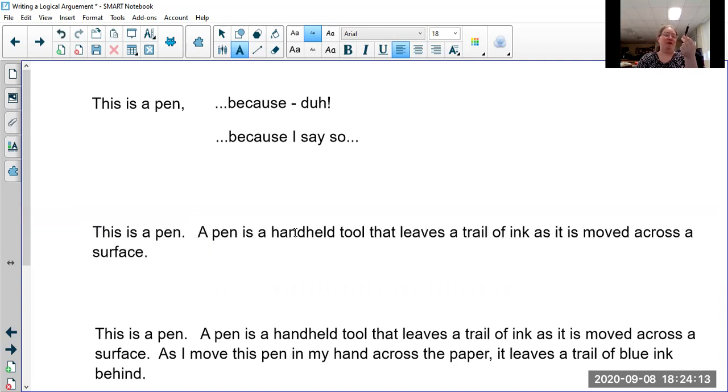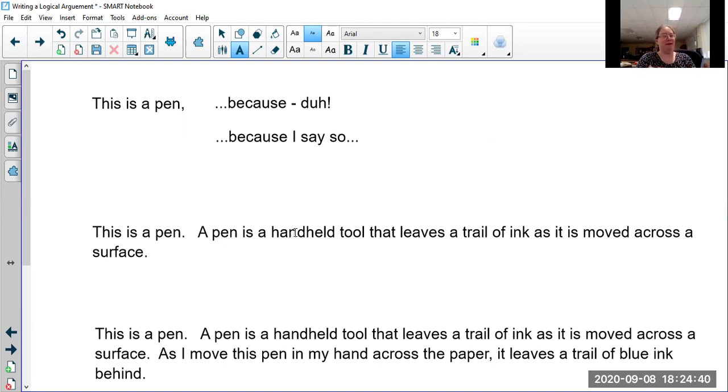So now I've defined my terms, but I'm sort of leaving it up to you to figure out whether this really does that or not. You just sort of have to take my word for it. If you don't actually know how to use this and you try to move it across the surface, it's not leaving any ink behind, right? So I need to give some evidence to support how this actually fits the definition that I just gave. Some evidence to support my claim.